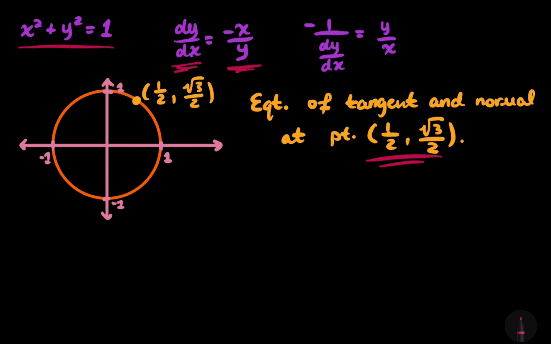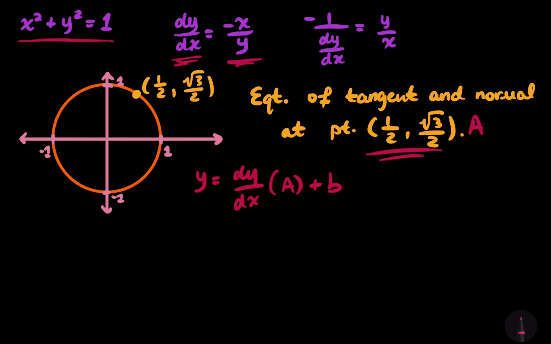So we know that the tangent line is going to be of the form y equals dy by dx evaluated at our point, right? So we're going to evaluate it at this given point. Let me call this point A. So it's going to be dy by dx evaluated at A, and then plus some y-intercept b. And so what is the derivative evaluated at our point A? Well, dy by dx is negative x over y, and we have our coordinates over here.